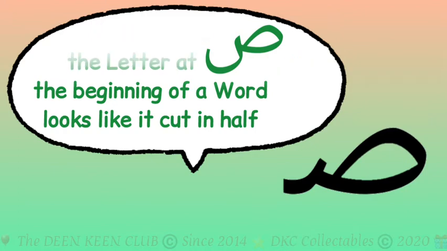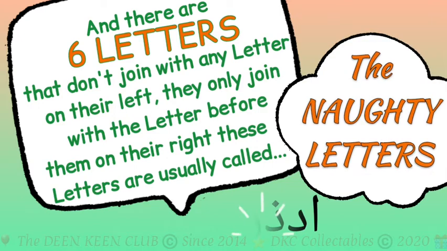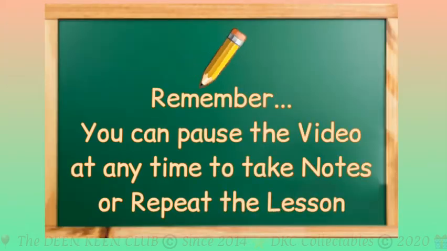There are 6 letters that don't join with any letters on their left. They only join with the letters before them and on their right. These letters are usually called the naughty letters. We will tell you more about them in the next lesson. Remember, you can pause the video at any time to take notes or repeat the lesson.